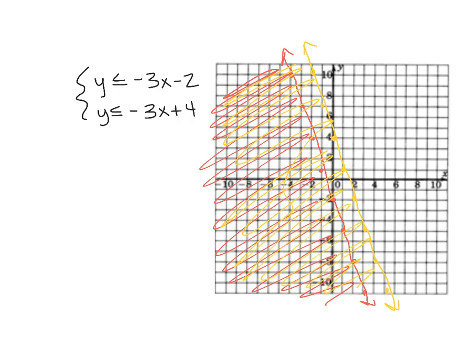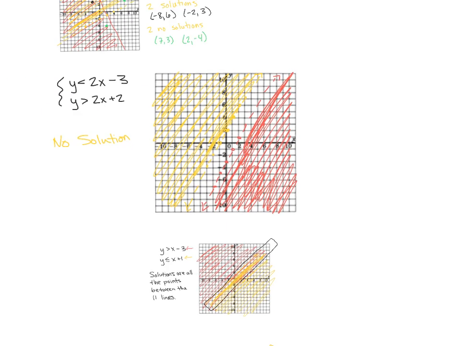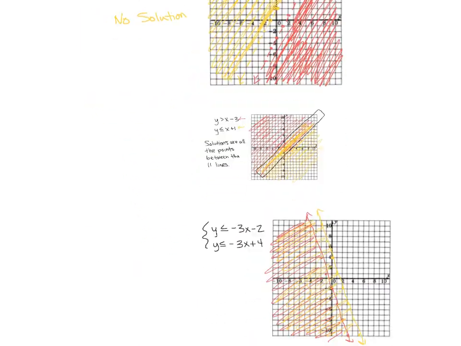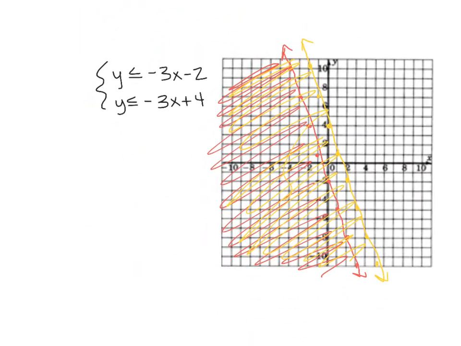So because all of the shading that overlaps is below one line, it's not like part of it is below one line and then above another line. I'll show you. See up here, on this one, it was below the red and above the yellow. So this one, however, the solutions are just below the red line.